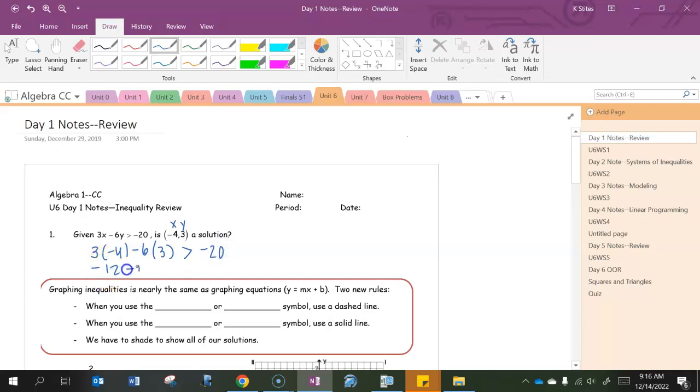This is negative 12 minus 18. And that is a negative 30. Negative 30 is not greater than negative 20, so this is no, it is not a solution.